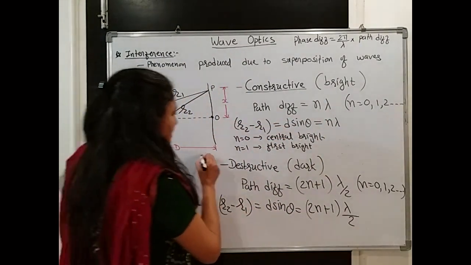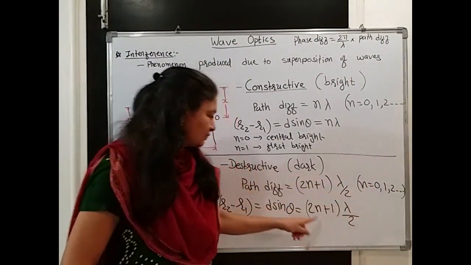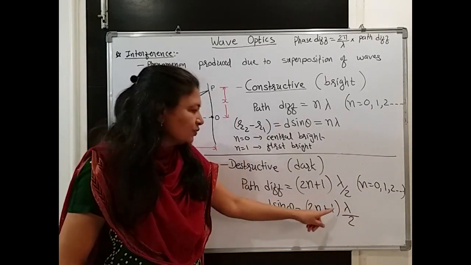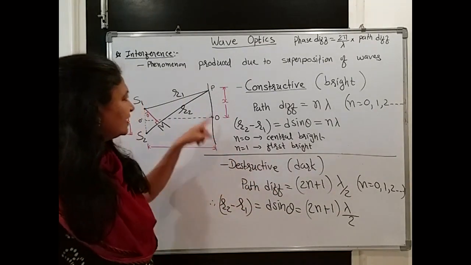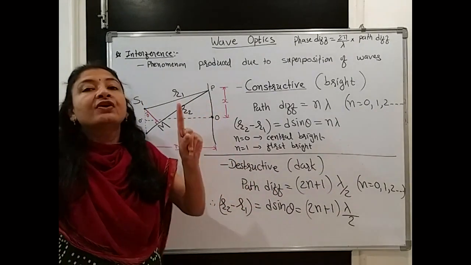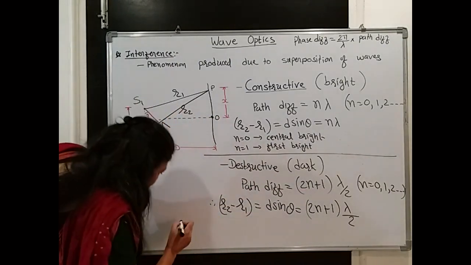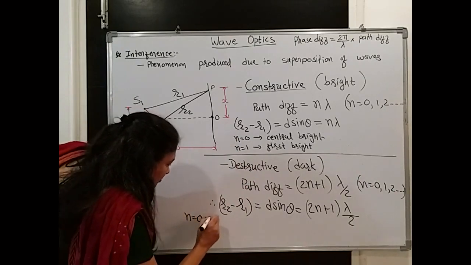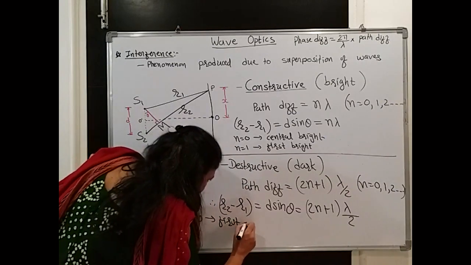Well, in case of destructive interference, if I put n equal to 0, what will I get? This is 0 plus 1, that is lambda by 2. So at distance lambda by 2, I will get the first dark. Okay. So here you have to keep in mind that in case of destructive interference, n equal to 0 represents the first dark. Be careful.